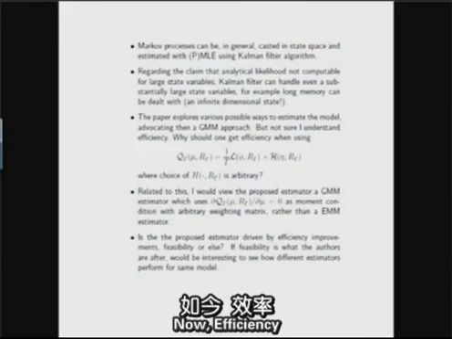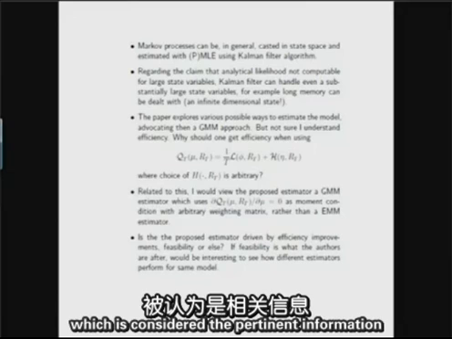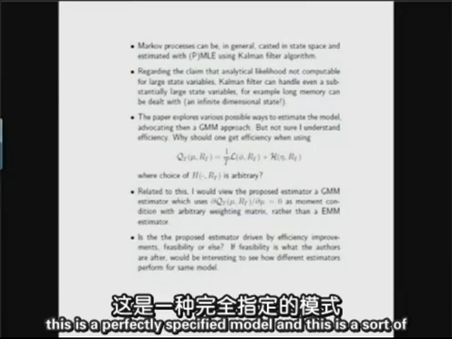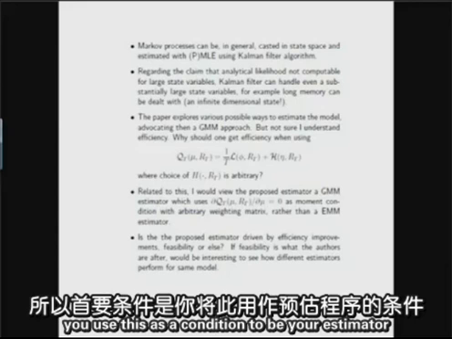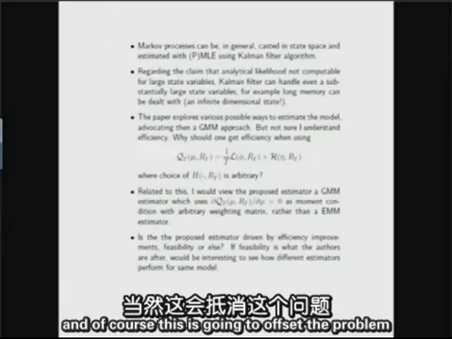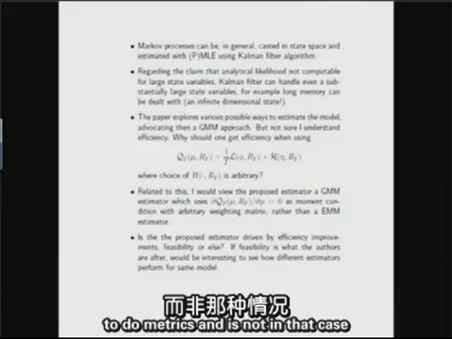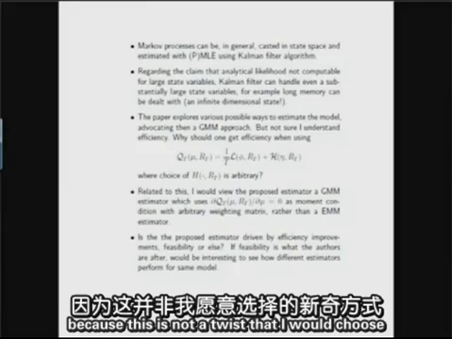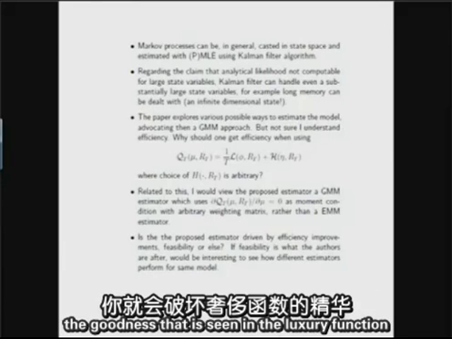Now, efficiency. The proposed technique is basically using this objective function, which considers the perfect information likelihood function. Remember, it's a perfectly specified model, and it's wrapping up this sort of distance measure, so that then you take the first order condition and use this as a moment condition to build your estimator. But I'm not sure about the issue of efficiency. I can choose H in any way I wish, and of course this is going to affect the properties of my estimator. So probably I'd rather call it a GMM estimator that uses this as a moment condition with some arbitrary weighting matrix, which doesn't need to be the H. If you make a good choice of H, you might do a good job.